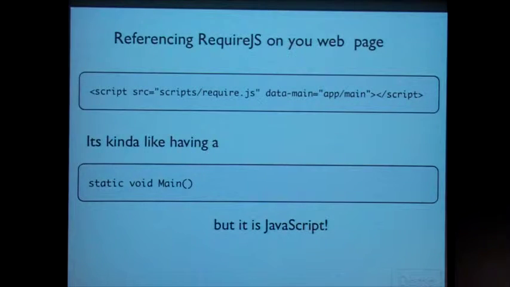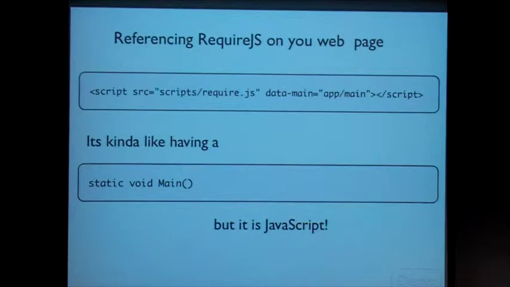So this is how we reference Require.js on the page. We saw this on my index.cshtml: I just give a reference to Require.js and then data-main. So you end up using a lot of data-dash stuff when you're doing Durandal. So data-main is where we specify our entry point into our application.